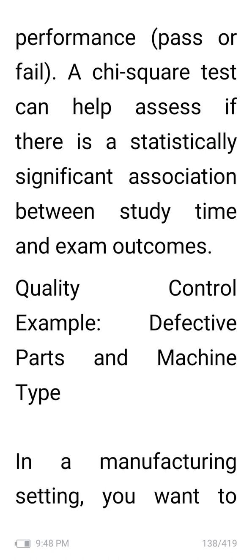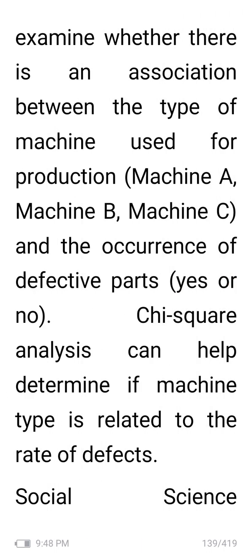Quality control example, defective parts and machine type. In a manufacturing setting, you want to examine whether there is an association between the type of machine used for production and the occurrence of defective parts. Chi-square analysis can help determine if machine type is related to the rate of defects.